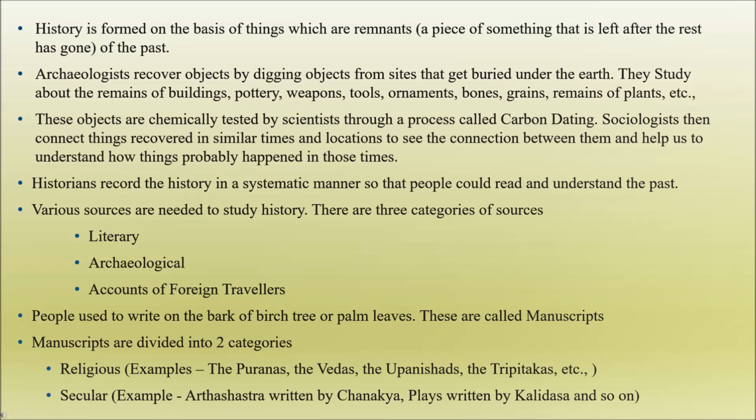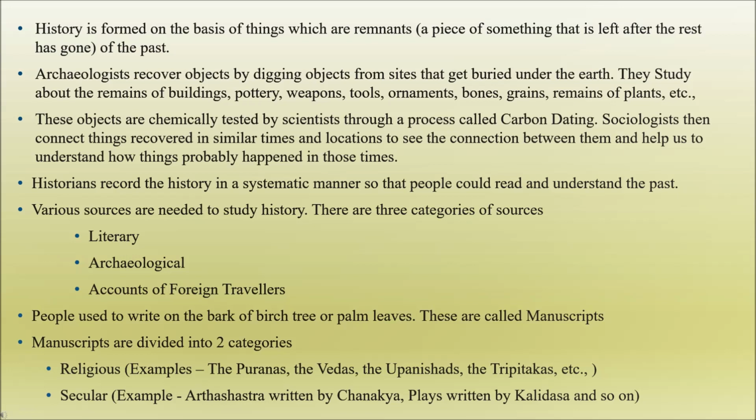So four types of people are involved in this: archaeologists, scientists, sociologists, and then historians. Various sources are needed to study history. There are three categories of sources. First one is literary sources, the next one is archaeological sources, the next one is accounts of foreign travelers.